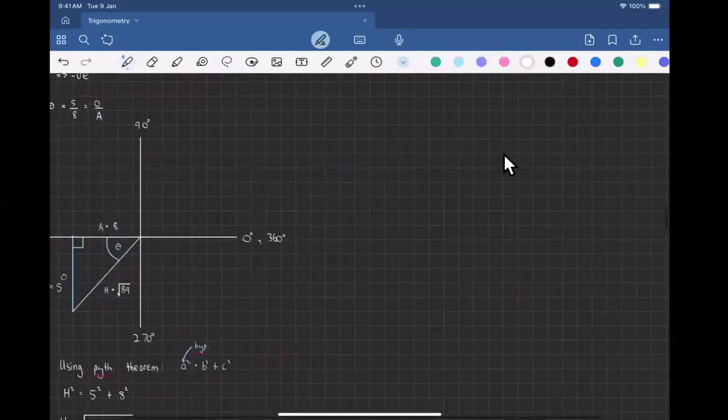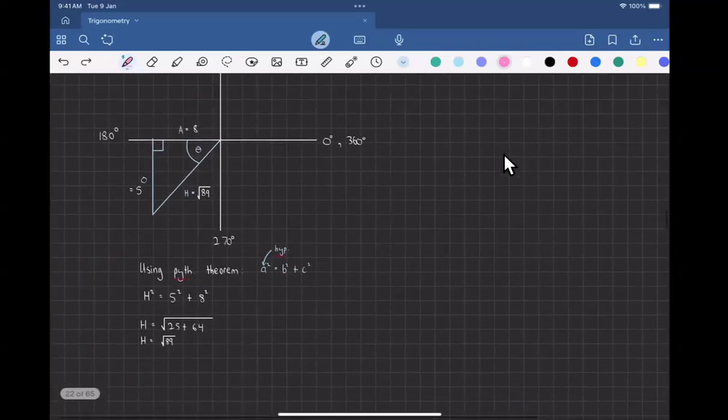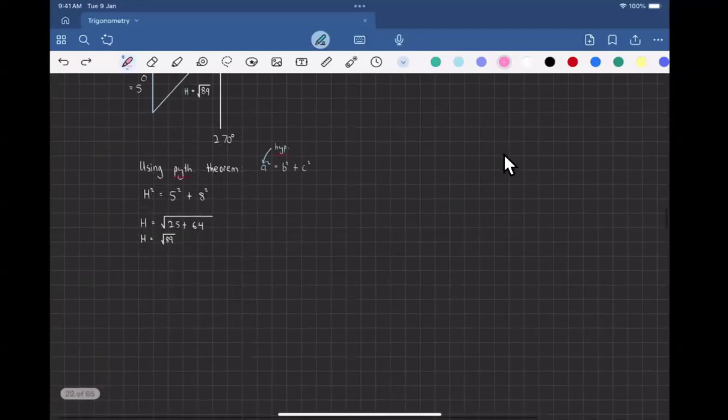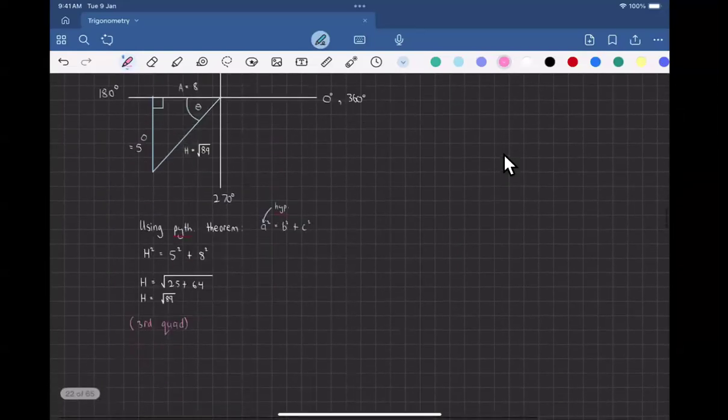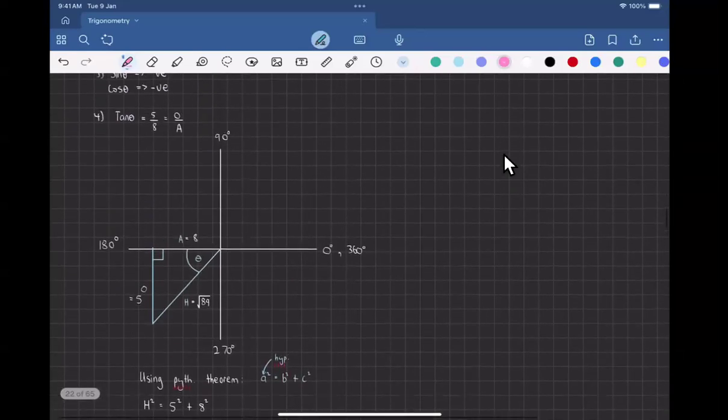But let me keep something in mind. What quadrant am I in? I need the third quadrant. So let me put this in brackets here. We're in the third quadrant. And what's the only thing that is positive in the third quadrant? Tan is the only thing positive there. So you'll see what I'm going to do.